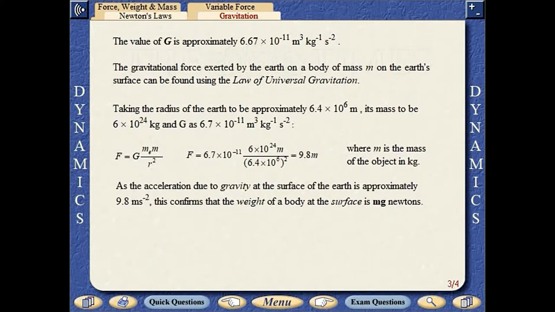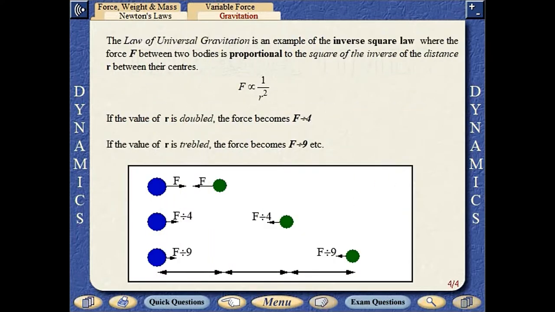The gravitational force exerted by the Earth on a body of mass m on the Earth's surface can be found using the law of universal gravitation. The law of universal gravitation is an example of the inverse square law, where the force between two bodies is proportional to the square of the inverse of the distance between their centers. If the distance is doubled, the force reduces by a factor of 4.